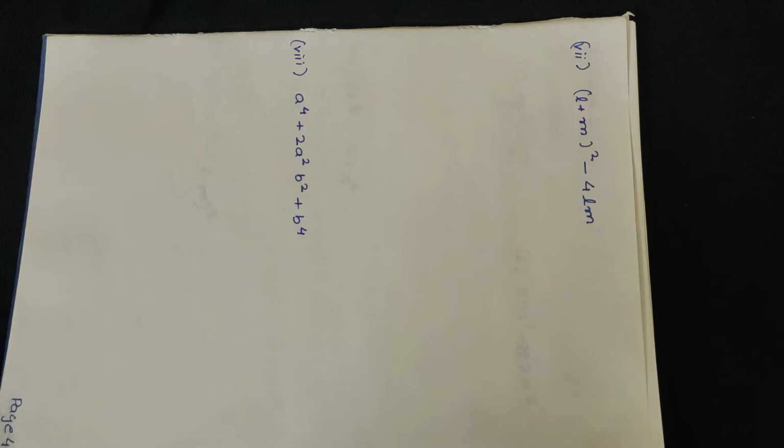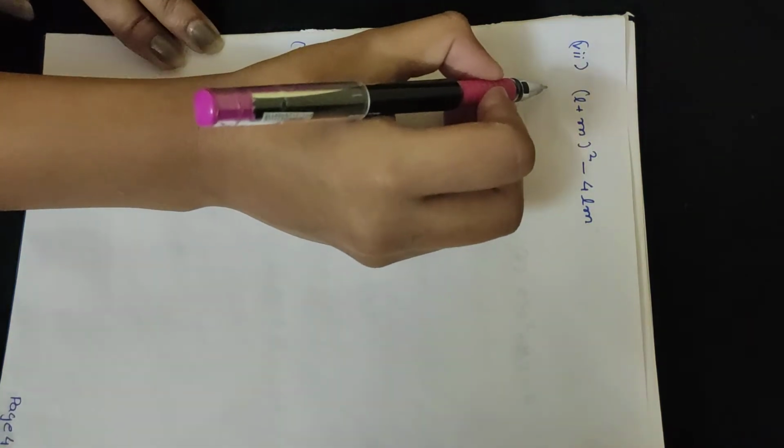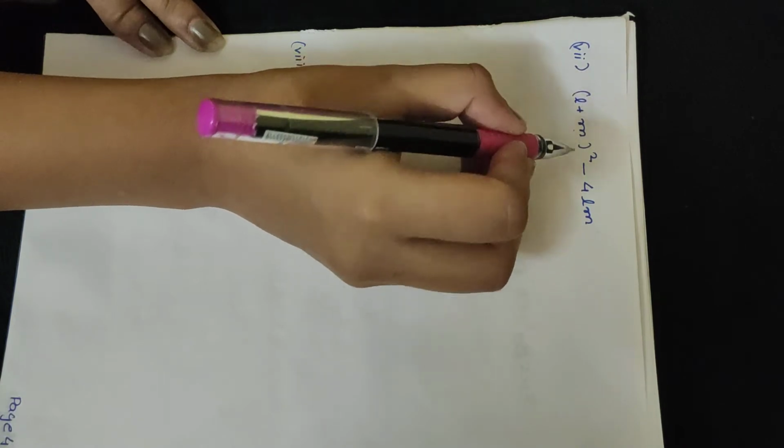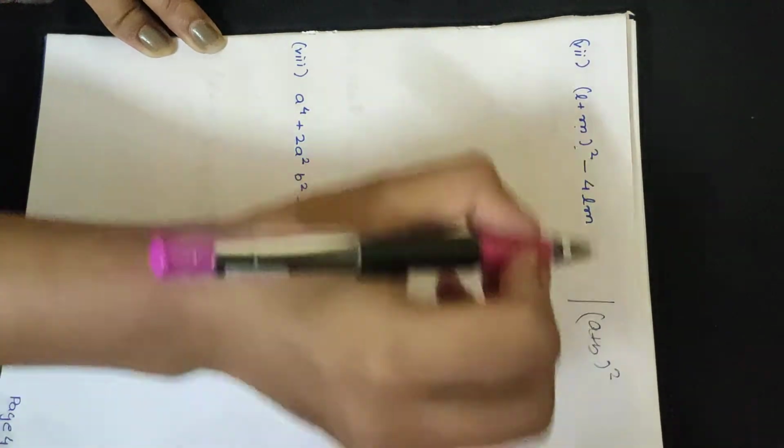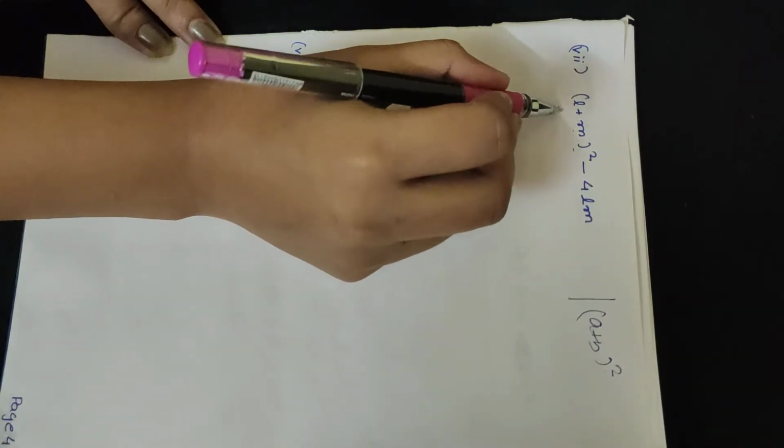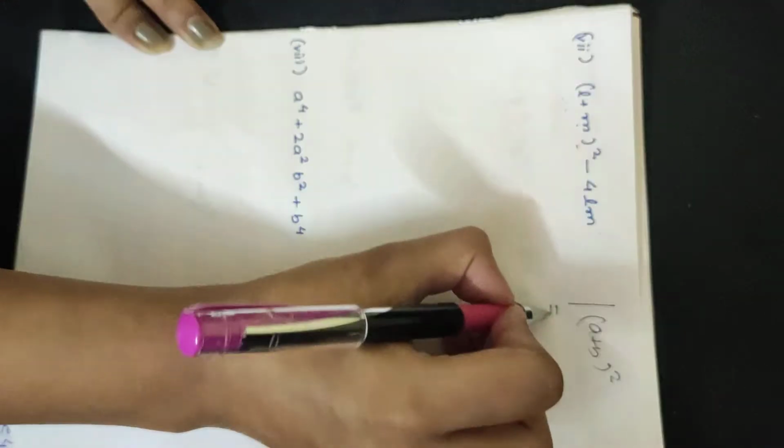Next we move on to part 7. In part 7 also, first of all, you see here it is a formula, L plus M whole square, which is A plus B whole square. Already it is given in the shape of a formula, but with different alphabets. So how do we expand it?